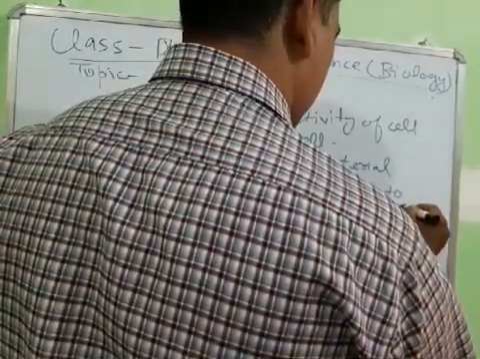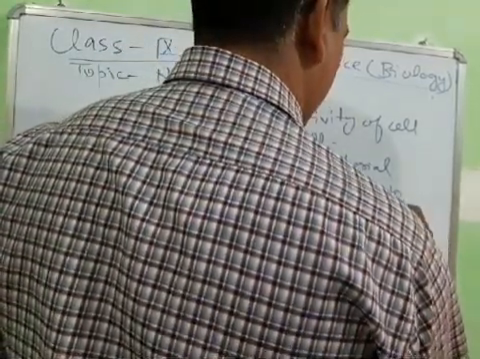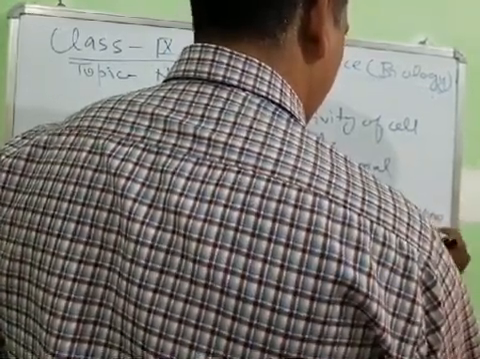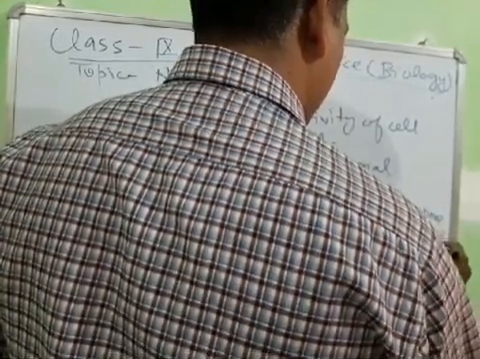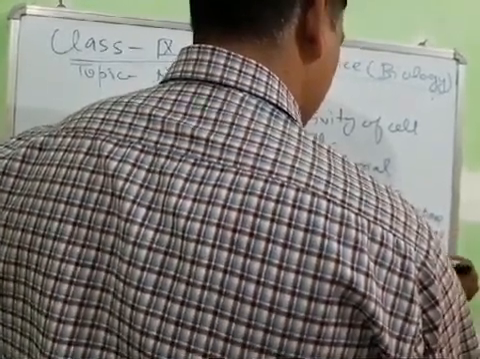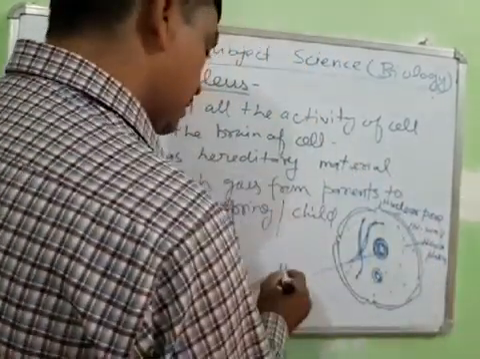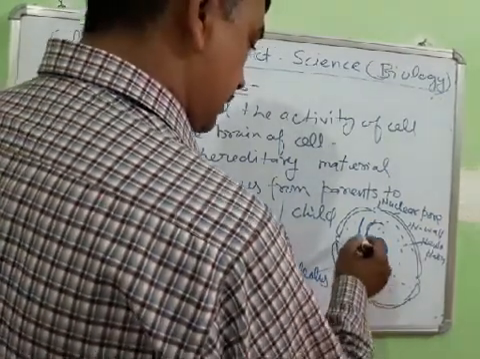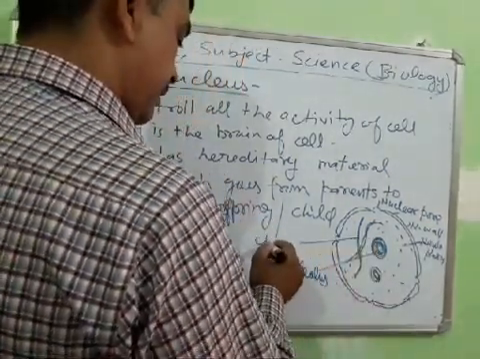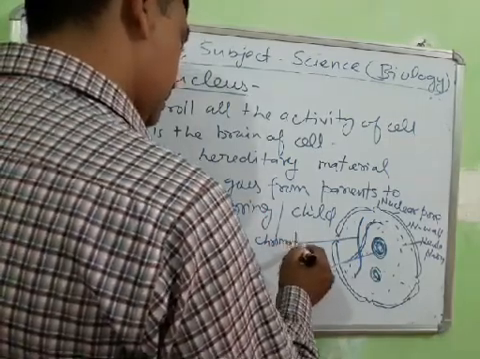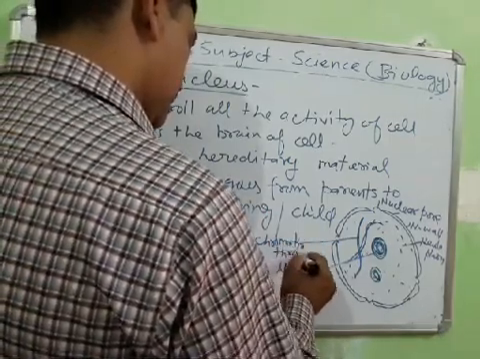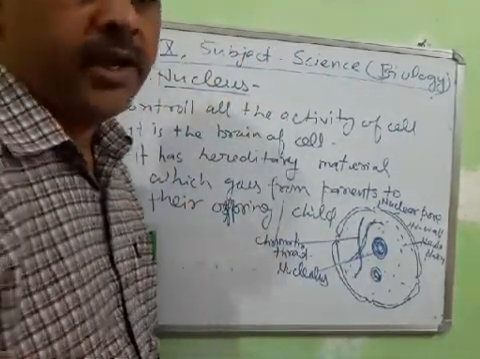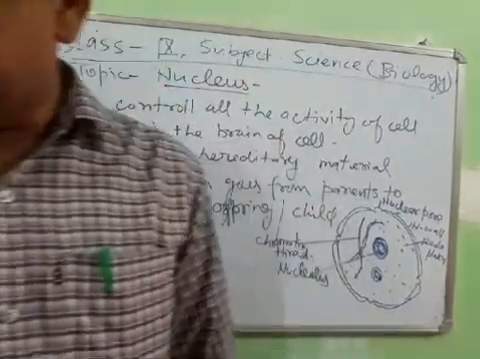Nuclear flow, nuclear pore, nuclear wall, nucleoplasm, nucleolus, and this is the chromatin thread. This is generally the genetic material, DNA and RNA.